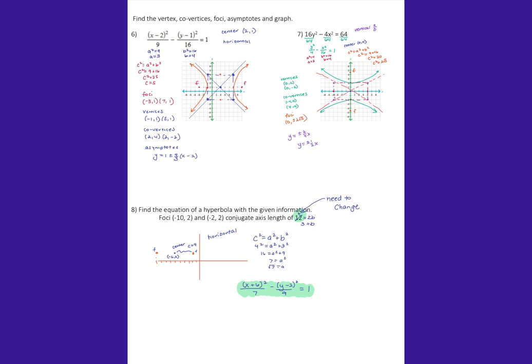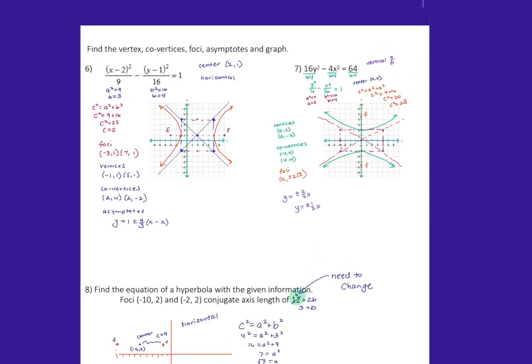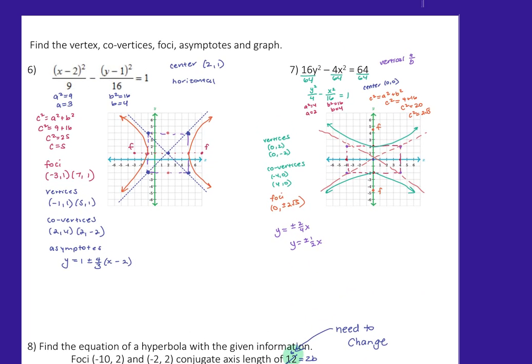And then 6 was your hyperbola. 7 was another hyperbola that was not in standard form yet. You had to divide everything by 64. So all that information's there.